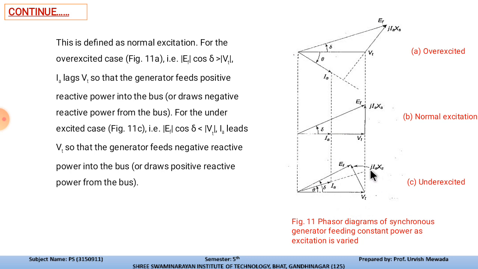In other words, it draws positive reactive power from the bus. So by operating the synchronous machine in these three modes of excitation, we can inject reactive power into or absorb reactive power from the system, and we can improve the voltage regulation of the system.